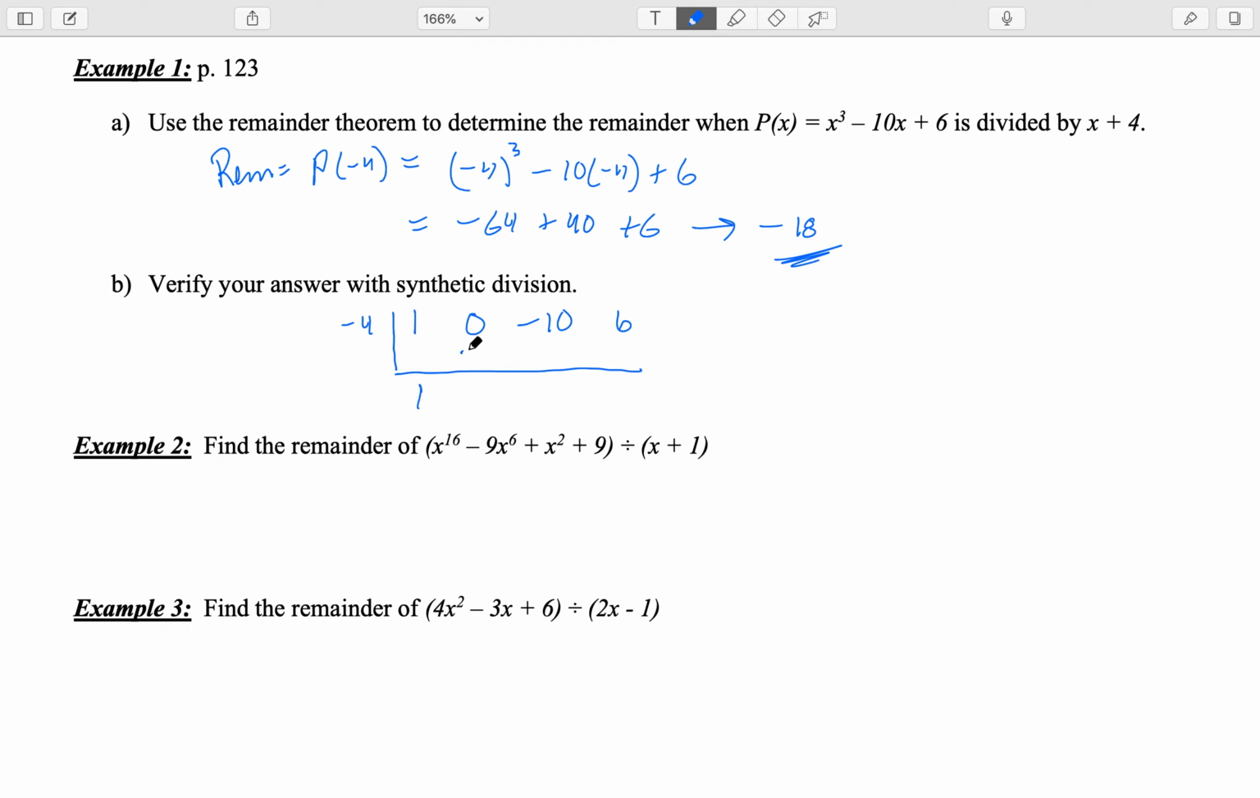Okay, let's do it. 1. 1 times minus 4, minus 4. Minus 4, done. Minus 4 times minus 4, positive 16. Add them up. 6. Negative 24, and there we go, negative 18. Ah, it is.